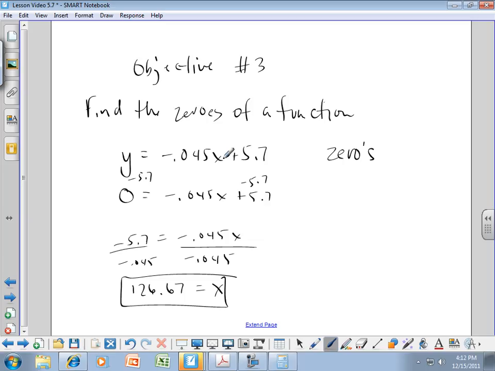So if you want to find the zero of a function, put 0 in for y.